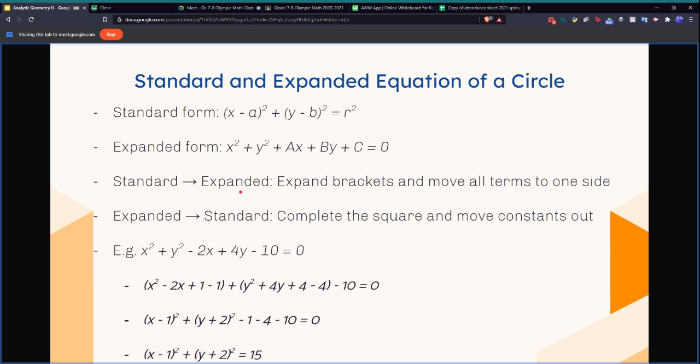All right. So you see in the bottom there, that would be our final answer for a standard form. So we have x minus 1 squared plus y plus 2 squared is equal to 15. We have minus 1, minus 4, minus 10. That gave you negative 15. And then we move that to the right side, so we add 15 to both sides. And so your r squared would then be equal to 15. So that's your standard form right there below.